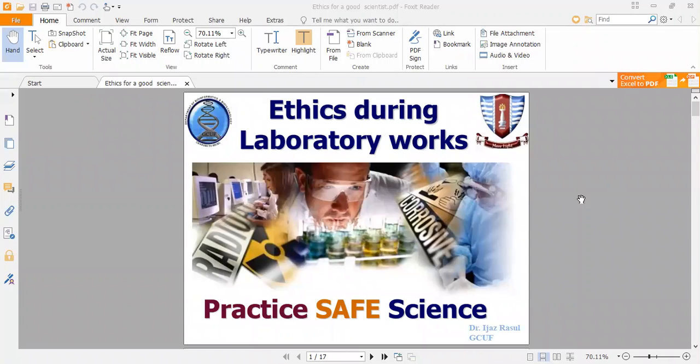This is a lecture about different ethics that should be followed during lab work by the students of biotechnology in order to be safe and efficient.